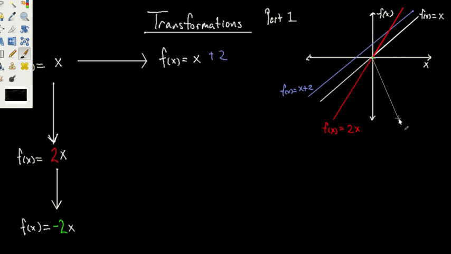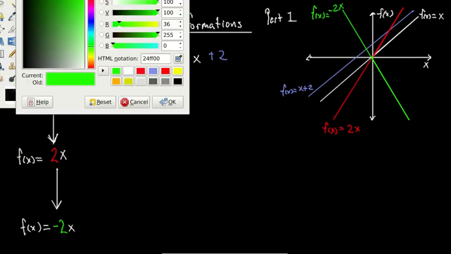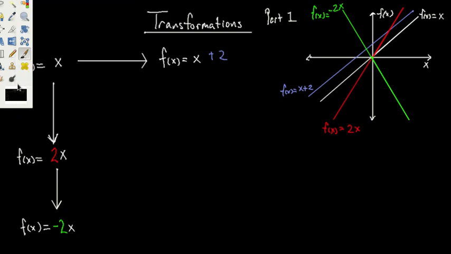So, kind of a steep line, and this would be f of x equals negative 2x. Alright, so I'm sure that you're probably wondering where this is all going. Well, this is going to be kind of the last place I wanted to take this video.